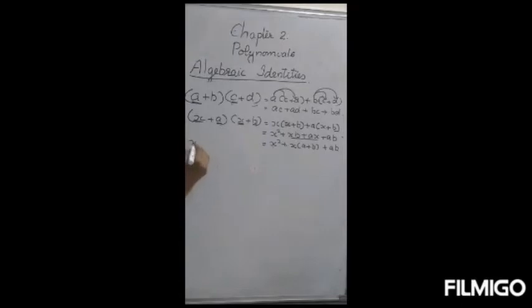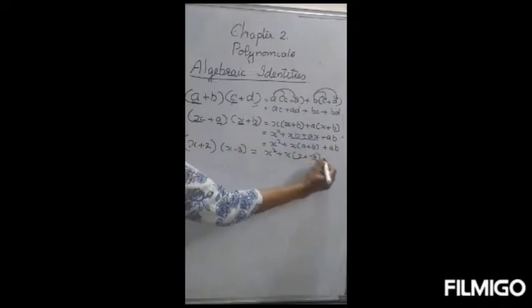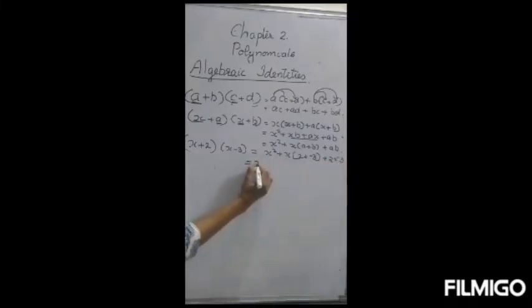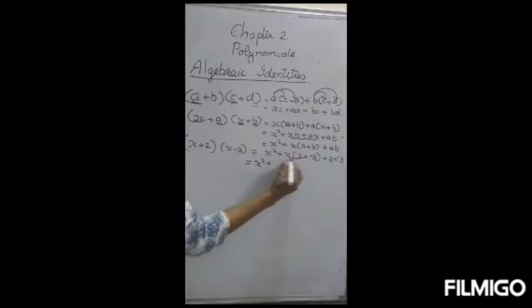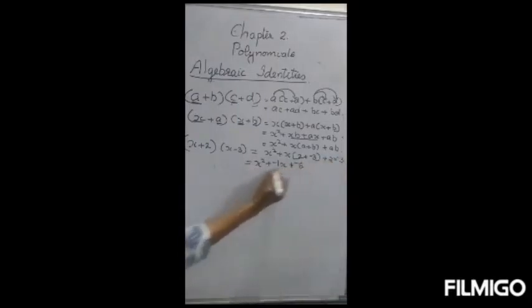For example, (x + 2)(x − 3) is equal to x² + x(2 + (−3)) + 2 into (−3). That is equal to x² + (2 + (−3)), that is −1x, plus 2 into −3, that is −6. That is x² − x − 6.